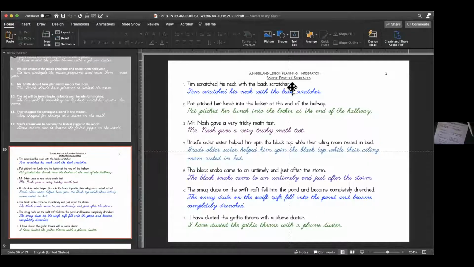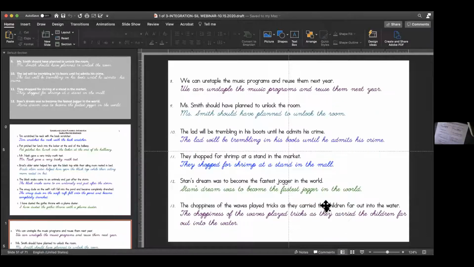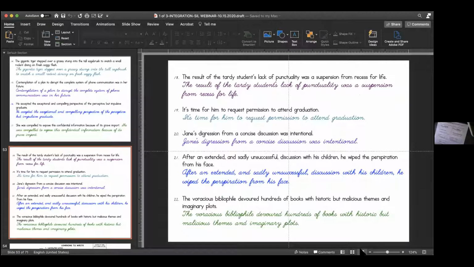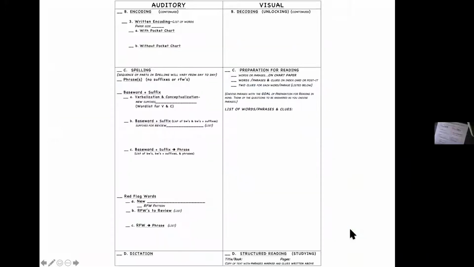Okay, so if you don't have access to these sentences, then I can leave it up here for you to see. But in the handouts that came yesterday, there was also this lesson plan template. And so what I thought would be useful and fun to do would be to choose one of the sentences and work together.